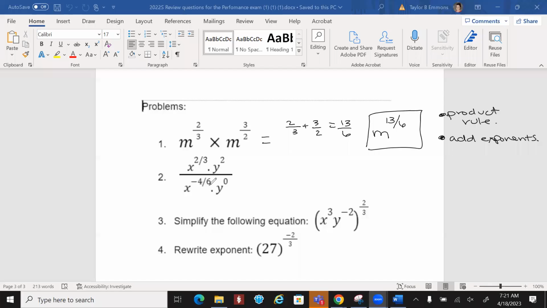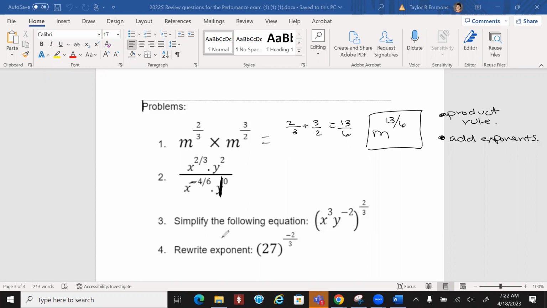Okay, so on this one, we got a little bit more going on. Couple different things. We got a negative in the denominator. We got a 0 right here. And then we've got some that are across this division line. So the first thing I want to do is this y to the 0 power. I'm going to change that to a 1.